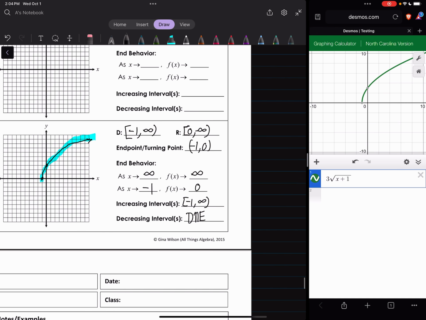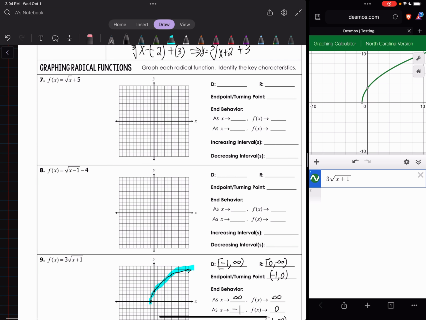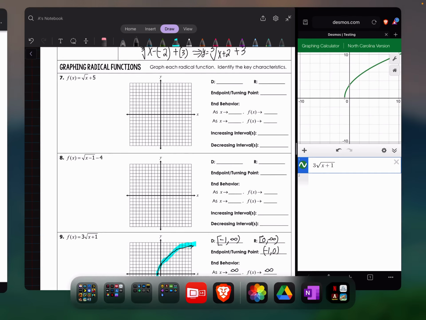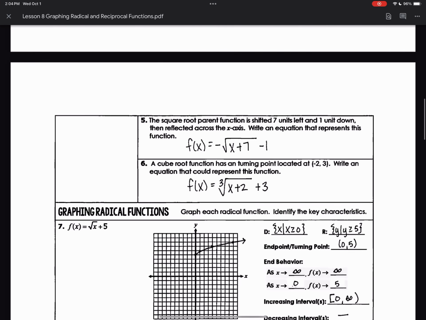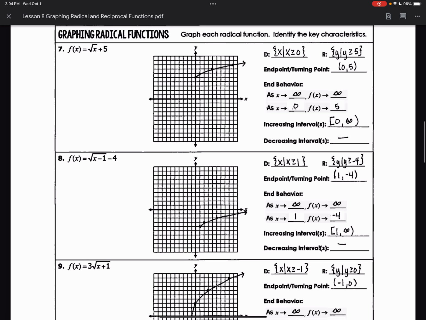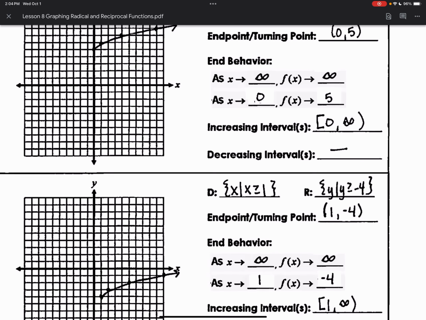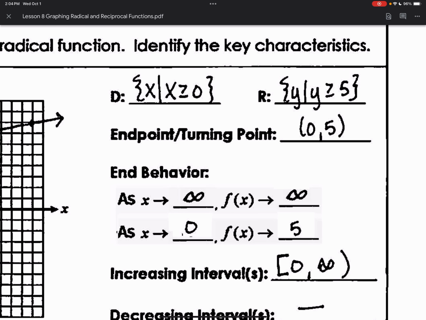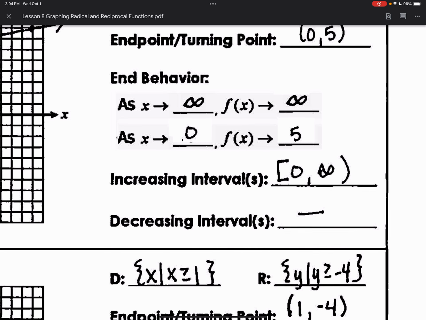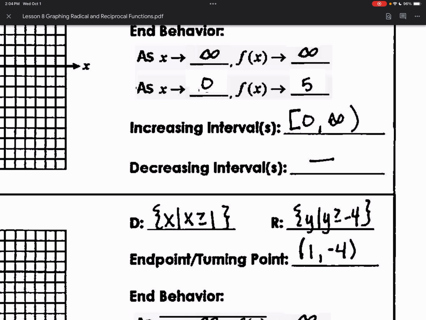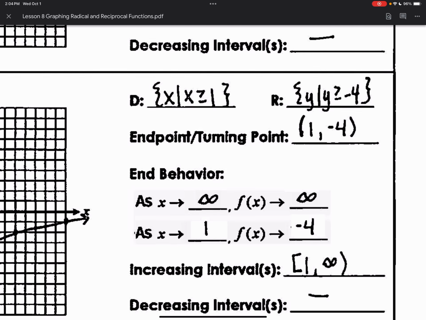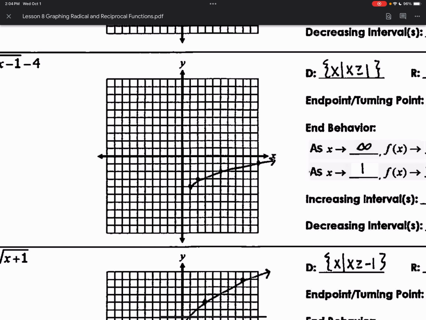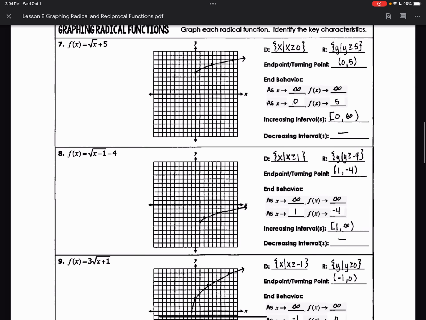Okay. There's the graph in Desmos. There's it by hand. Try number 7 and 8. If you want, here's the answers. And there's the diagrams.